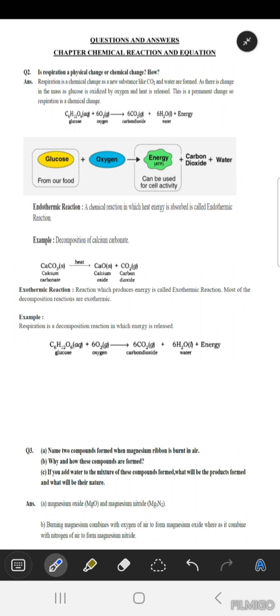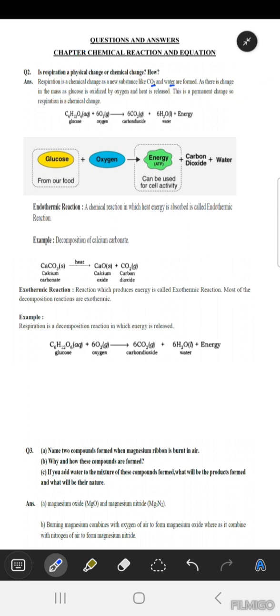So the first question is: is respiration a physical change or a chemical change? Respiration is a chemical change as new substances are formed. The new substances are carbon dioxide and water. And there is a change in the mass as the glucose is oxidized by oxygen and heat is released. This is a permanent change, so respiration is a chemical change.